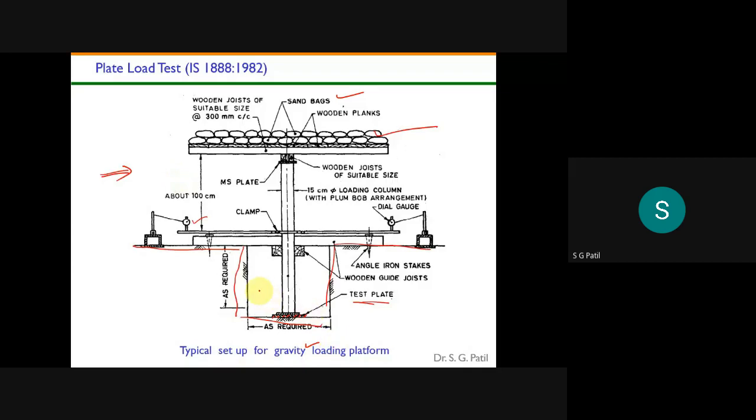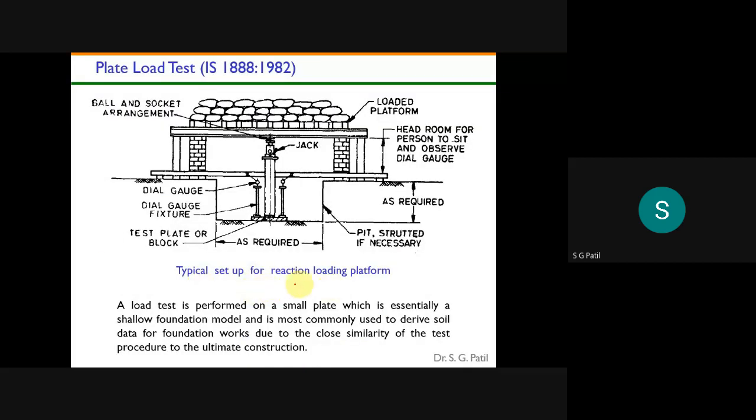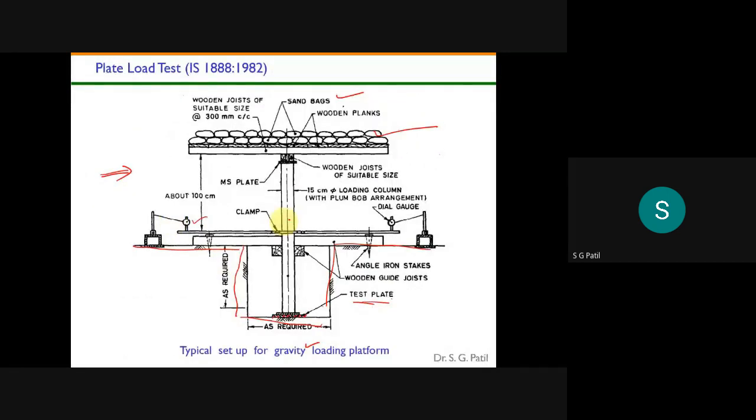To avoid that, we have a reaction type of loading. This is the reaction loading platform, which is comparatively safer than gravity loading. This is commonly used in the field. So even in the examination, you should draw this figure. Don't draw the other figure; very rarely are people using that kind of loading situation.